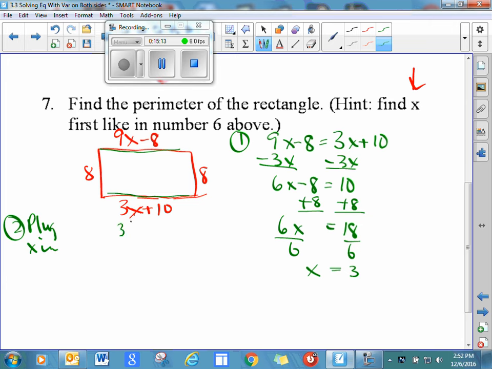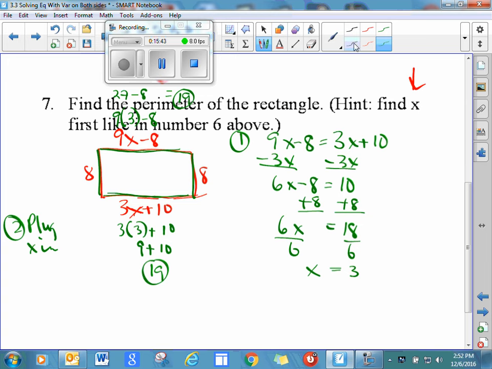So 3 times 3 plus 10, 9 plus 10 is 19. And I should do it up here as well. 9 times 3 minus 8. 9 times 3 is 27 minus 8, which is 19. So now I am totally sure that these two sides are 19 long. And of course the widths they already give us are 8 long.